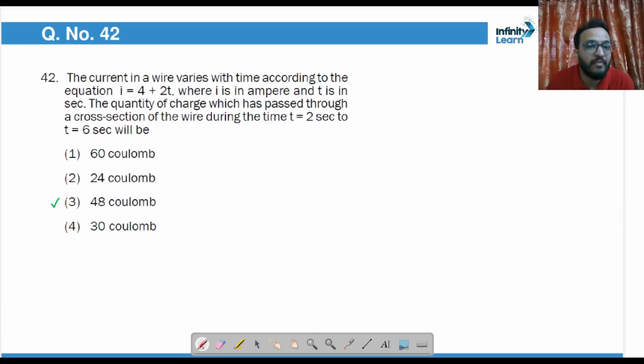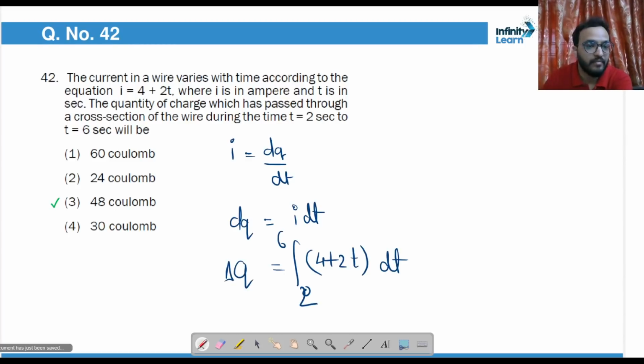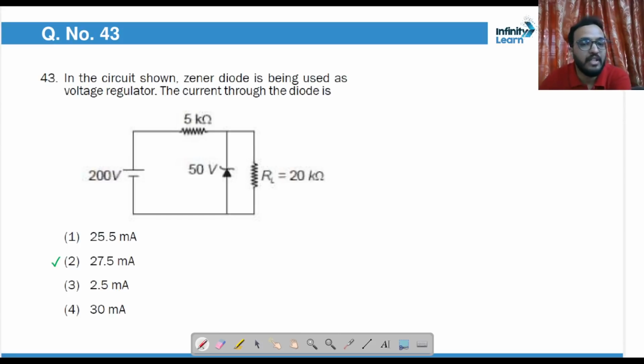Let's come to question number 42. In question number 42, there's a very simple logic that we need to use. They have given current I, which is equal to dq by dt. If you want to know the total amount of charge that has passed, dq will be equal to I dt. Simple. I is what? 4 plus 2t. And you simply do the integration, put the limits from 2 seconds to 6 seconds, right? That is all. You will get the answer. Simple.